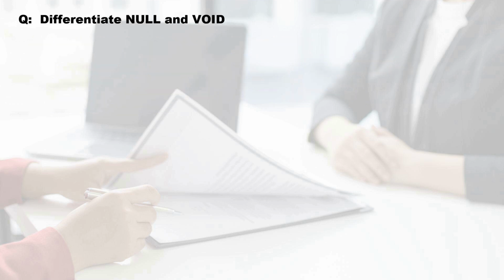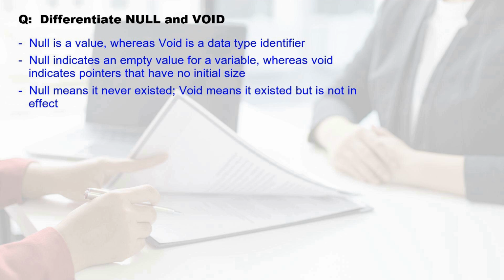Differentiate null and void. Null is a value, whereas void is a data type identifier. Null indicates an empty value for a variable, whereas void indicates pointers that have no initial size. Null means it never existed, void means it existed but is not in effect.